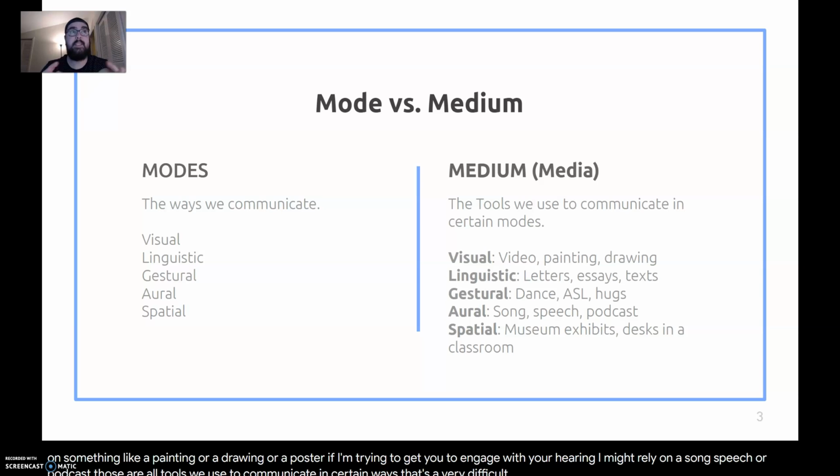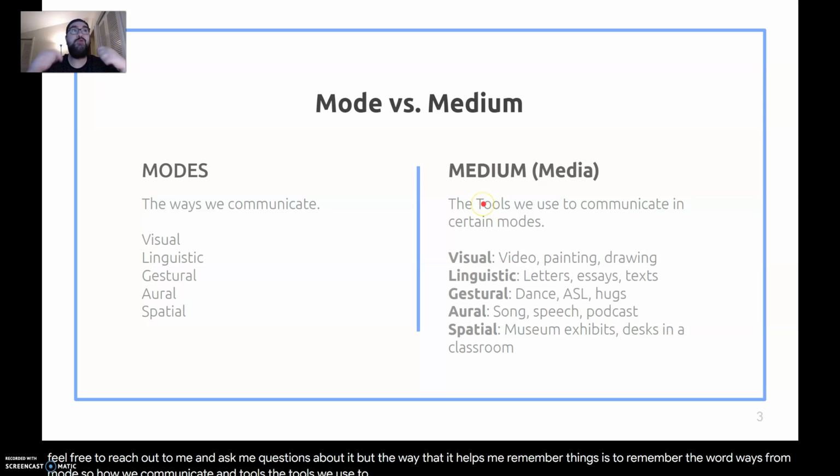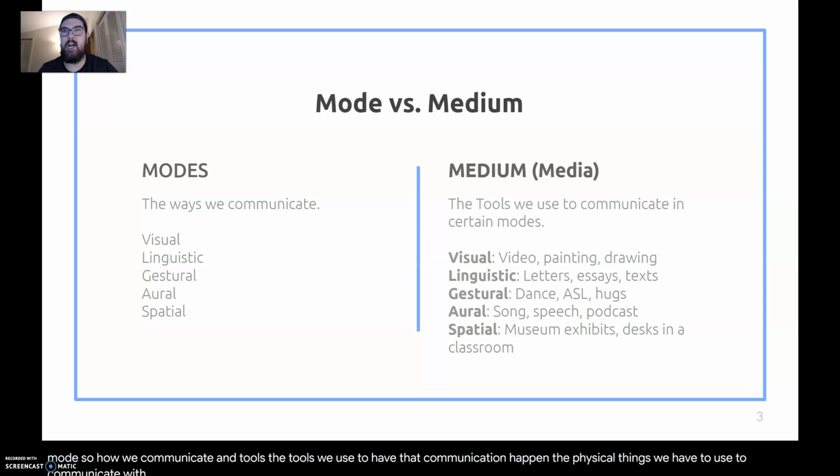That's a very difficult distinction, so if you're confused about it, don't worry, feel free to reach out to me and ask me questions about it. The way that it helps me remember things is to remember the word ways for mode, so how we communicate, and tools, the tools we use to have that communication happen. The physical things we have to use to communicate with one another.